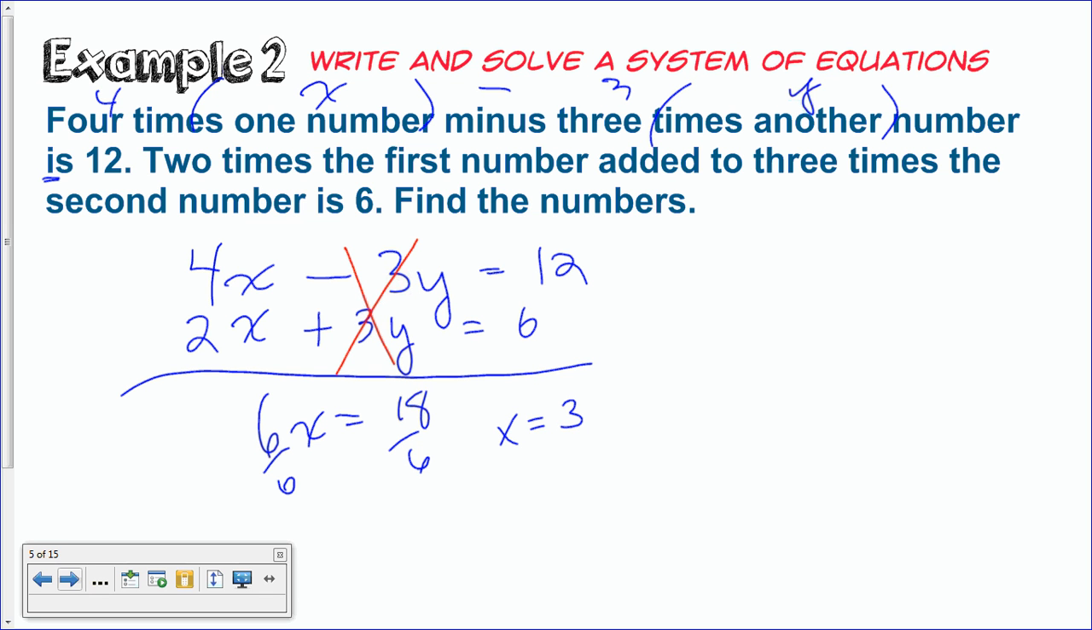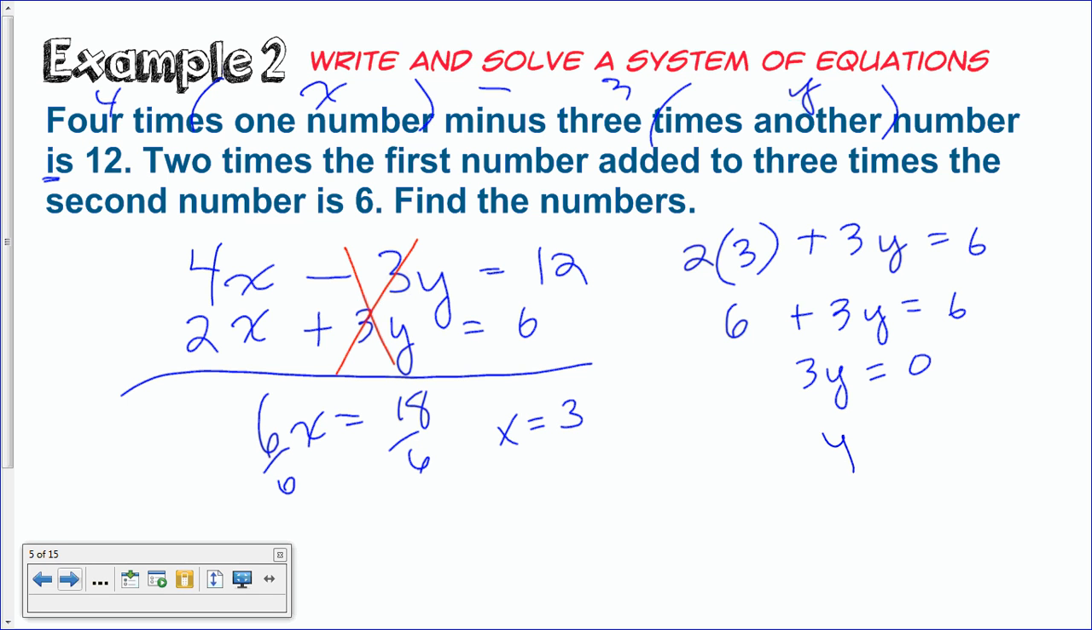Which one? The bottom one? I like the bottom one because it's all plus. All positive numbers, right? Okay, so 2 times what? 3. Everybody see how I did that? Any questions on it? Yeah, Courtney?